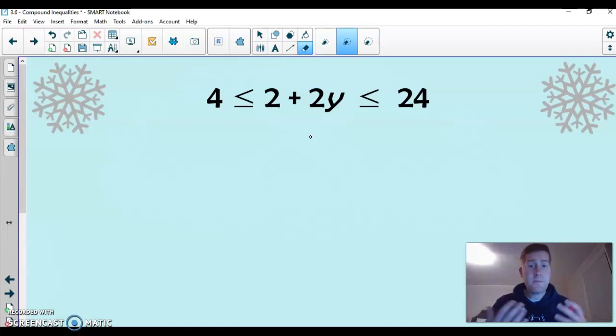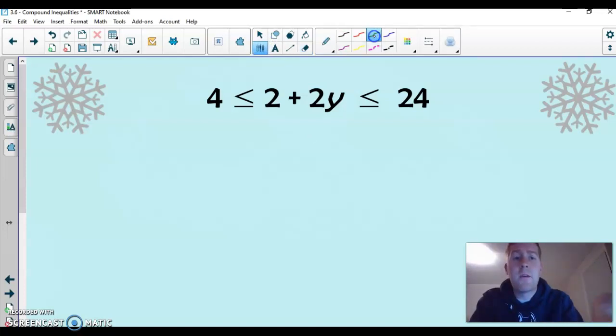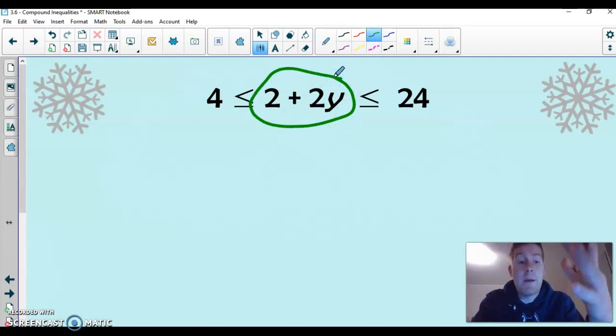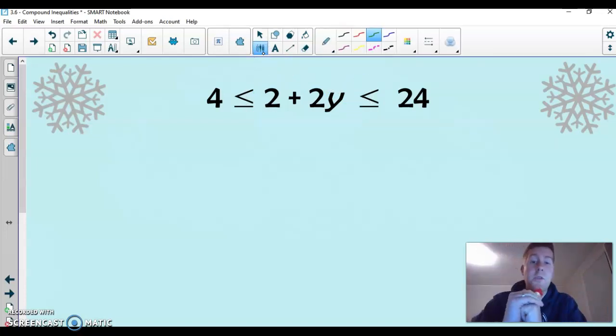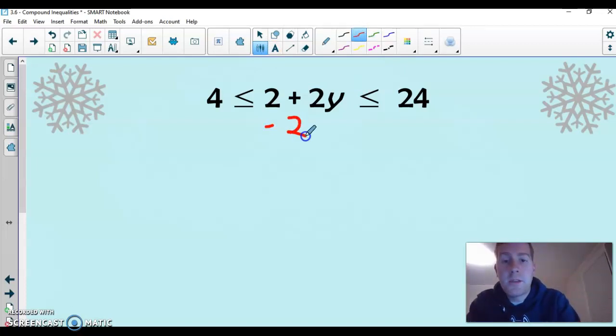So ask yourself, if this was a normal equation, what would you do in the middle here to get y by itself? So I'm still focusing on this part of the inequality. What's the first thing we would need to do? We follow the reverse order of operations, so I'm going to go ahead and undo that addition first. So we're going to subtract 2 from the middle, right? Because 2 minus 2 would be 0. The only difference here is now I also subtract it from the far left-hand side and the far right-hand side.